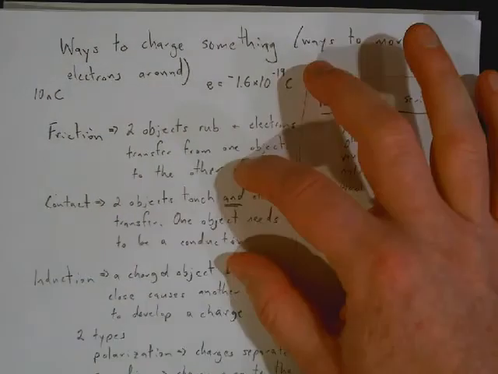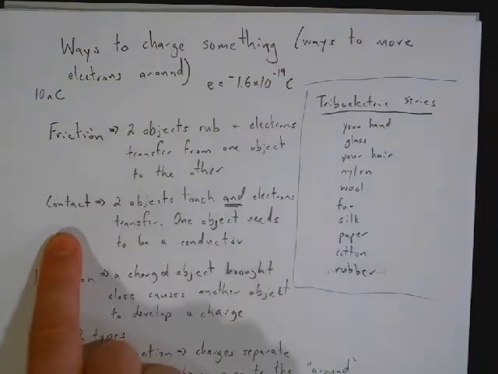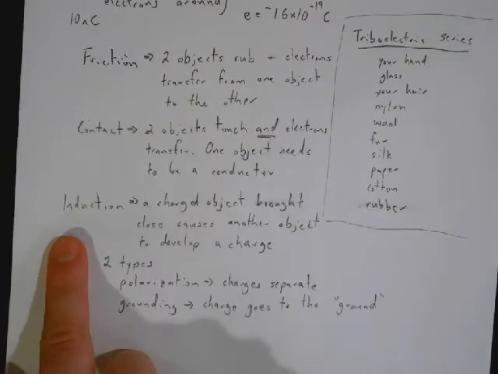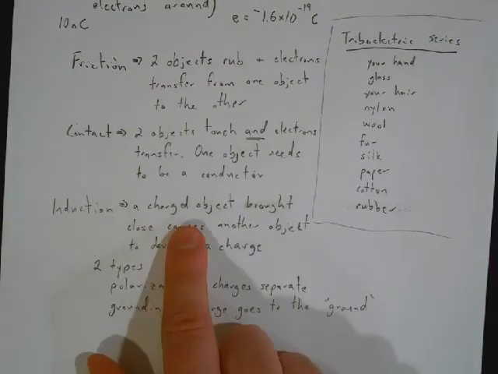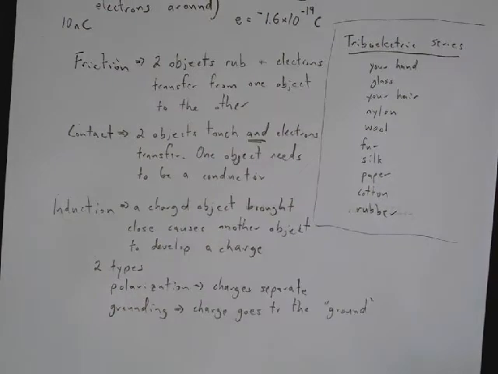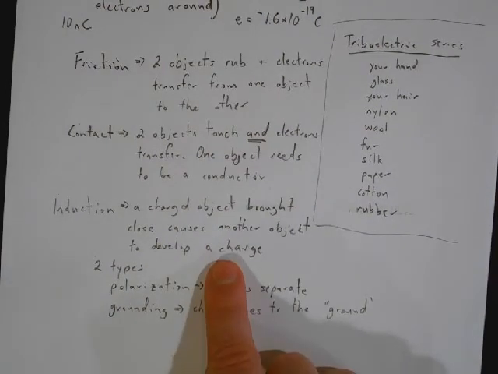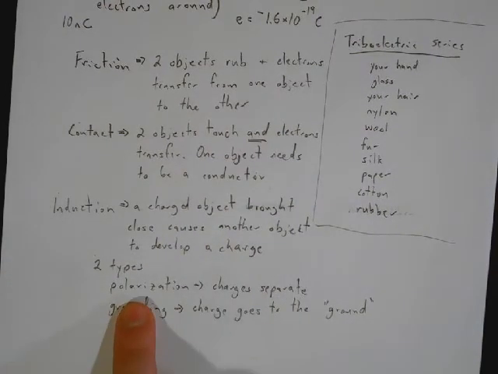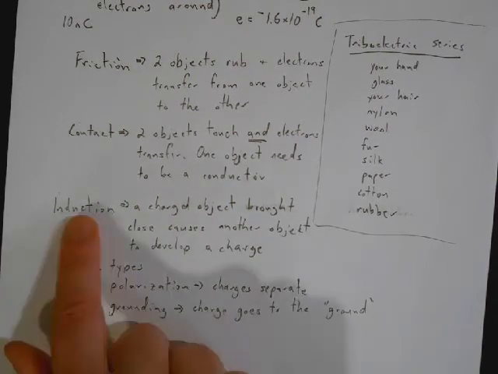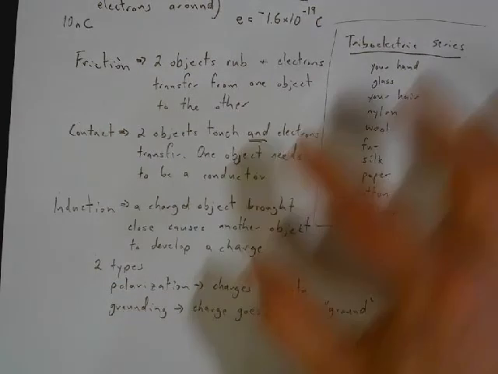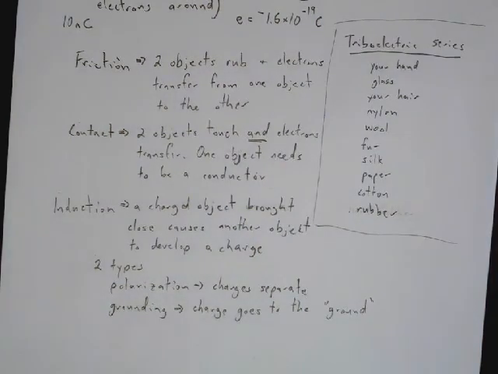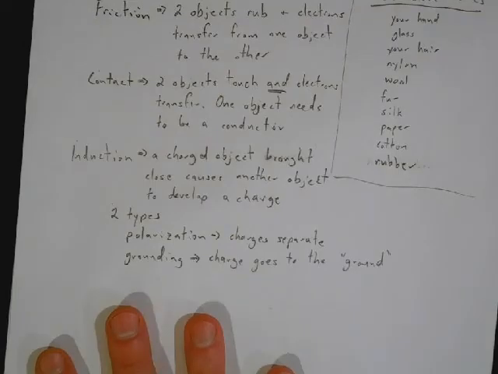Okay, and then I think these two are pretty straightforward: friction, contact, and then induction. Induction is where you already have a charged object, and it's brought close to a different object, and that other object develops a charge. Okay, this is polarization. There's two types of induction. One is polarization, one is grounding. So this is the one I'm going to focus on right now because I think these two are pretty self-explanatory, at least I hope they are.